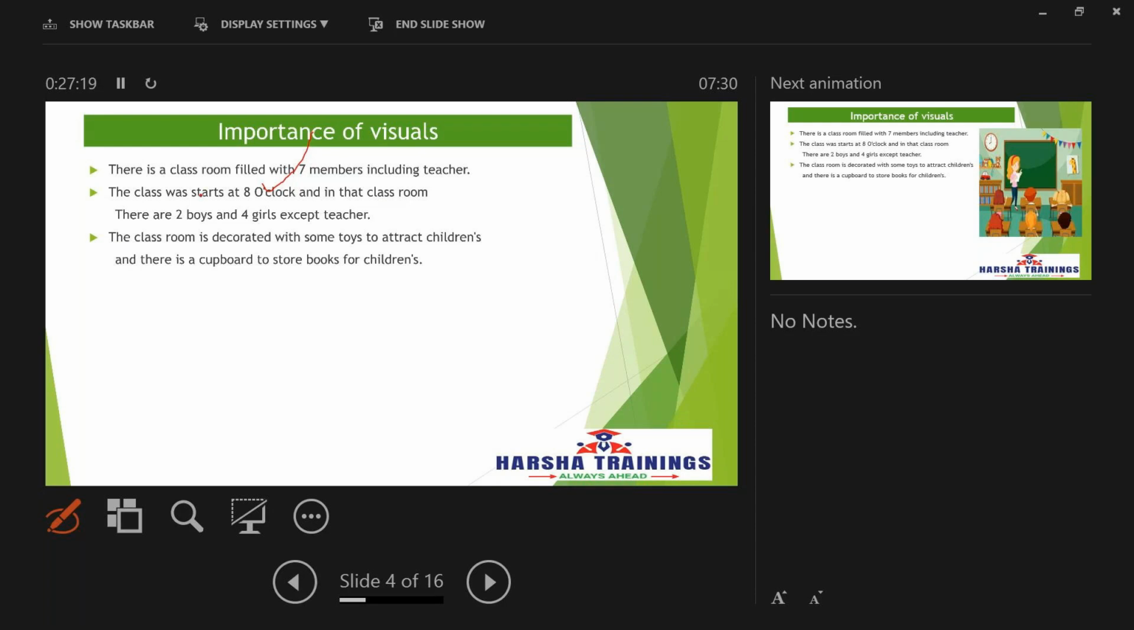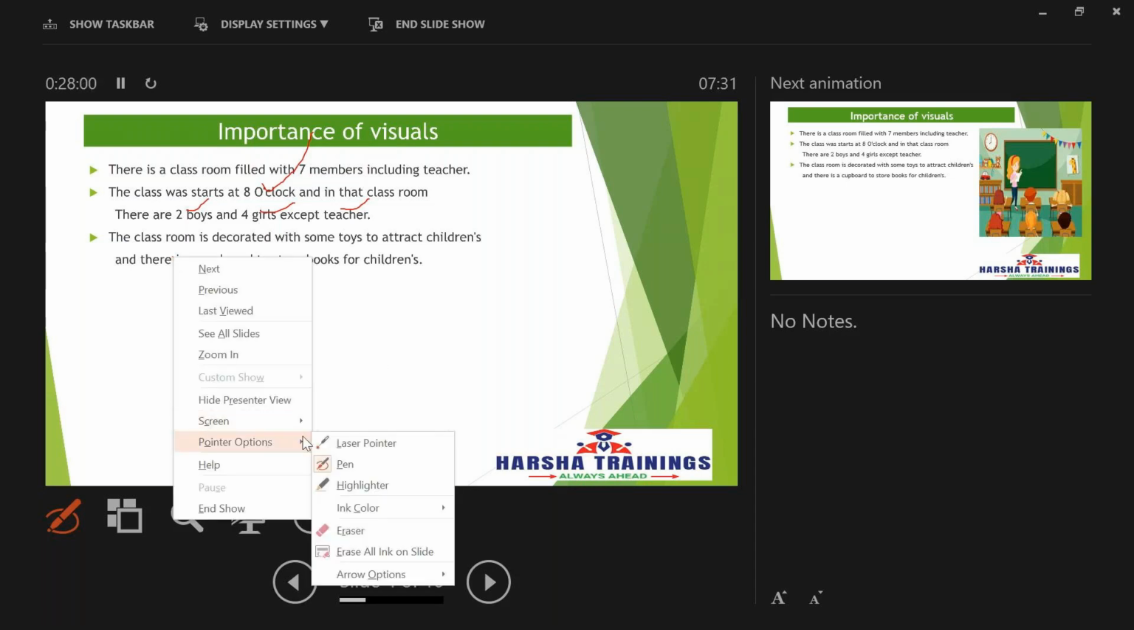And apart from that, there are 2 boys and 4 girls except the teacher. Including the teacher, 7 members are there. My requirement is I have to know whether the teacher was male or female. That is one question. And one more thing: the classroom is decorated with some toys to attract the children. We do not know what type of toys are attracting the children. Many toys are there, right? So can anyone mention what type of toys are there in the classroom?